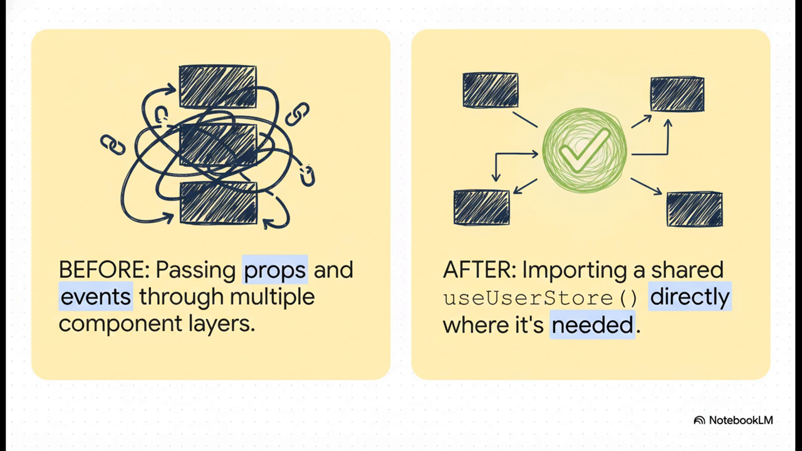And check this out. This shows the fix perfectly. Before, you're stuck manually passing props down and bubbling events back up. But afterwards, any component, no matter how deeply nested it is, can just import useUserStore and get direct access. It is so much cleaner.